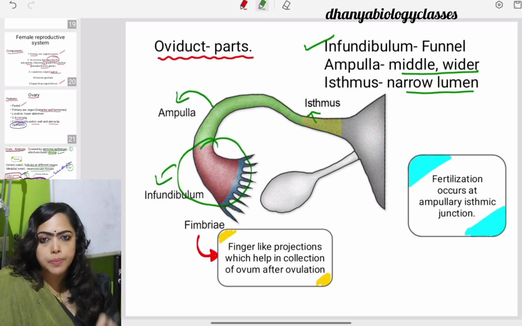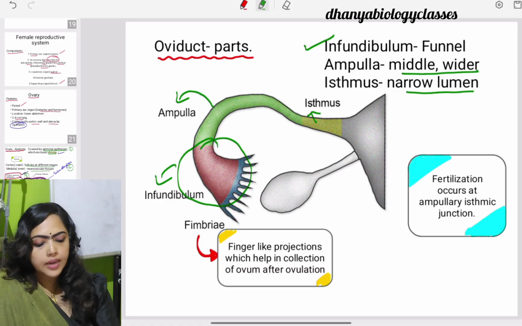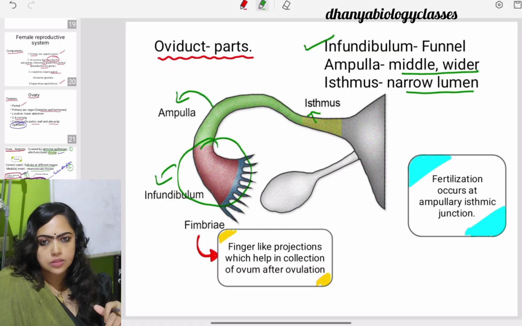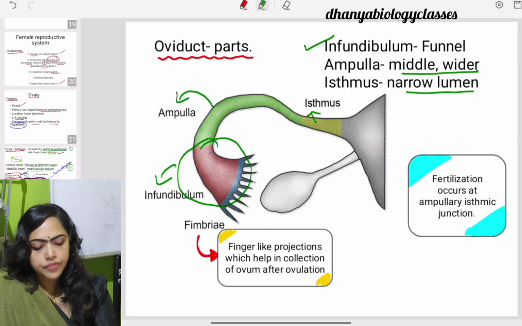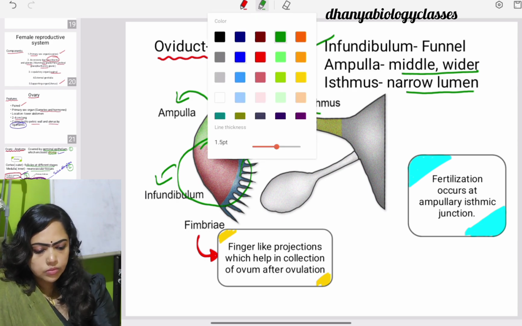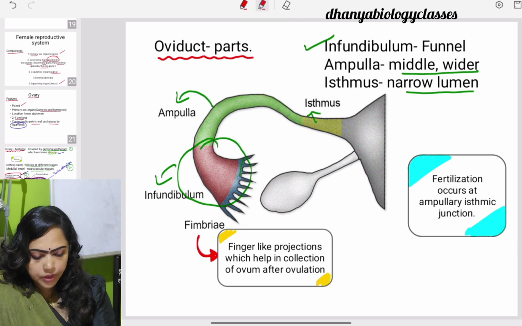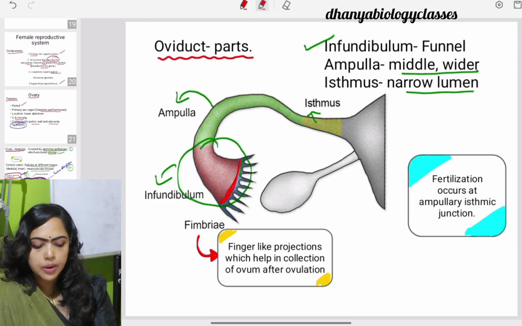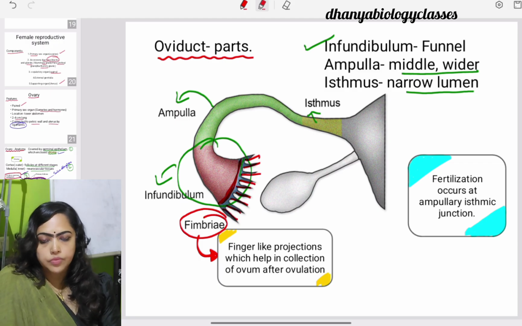The first funnel shaped part is called infundibulum, and then the wider middle part is called ampulla, and the last part is called what? Isthmus. Clear? And then see this infundibulum, this is the margin of infundibulum, right? So this margin of infundibulum carries finger-shaped structures. And these finger-shaped structures are called as what? They are called fimbriae, and its role is very important.